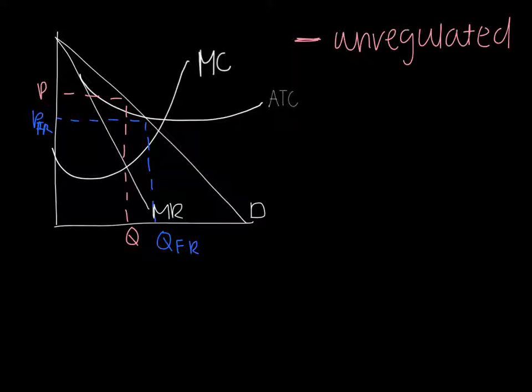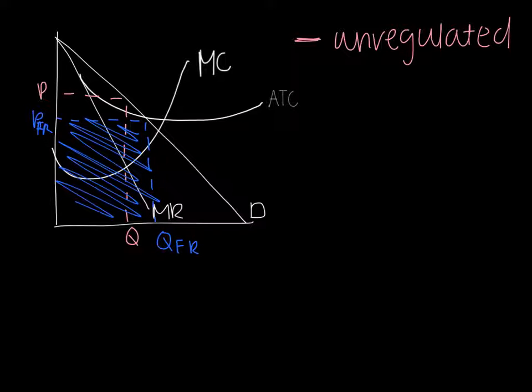There's FR. Okay, so because you're making this at fair return, you're going to end up with zero profit because your total cost is equal to your total revenue, which would be this whole box here. That's your total cost and total revenue box. And originally, if it was unregulated, you would have profit, which would be up here in this little box here.